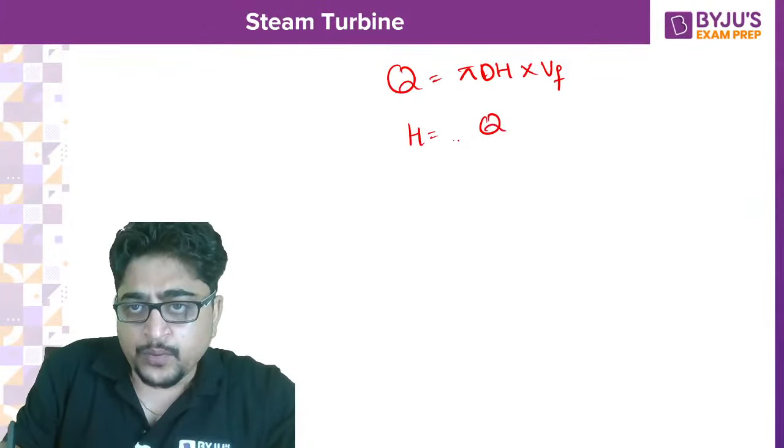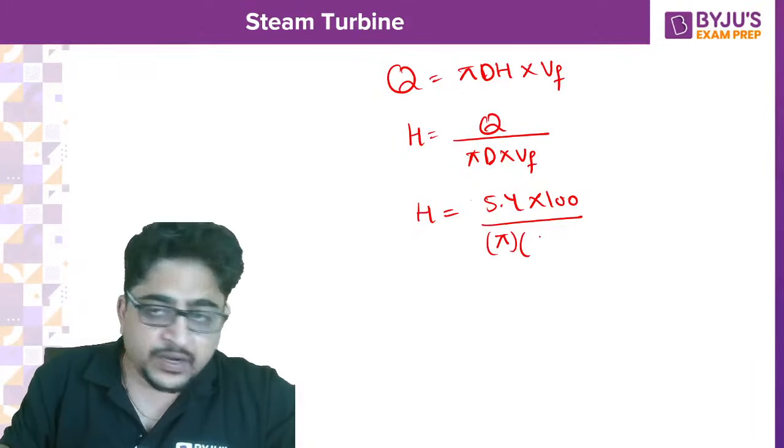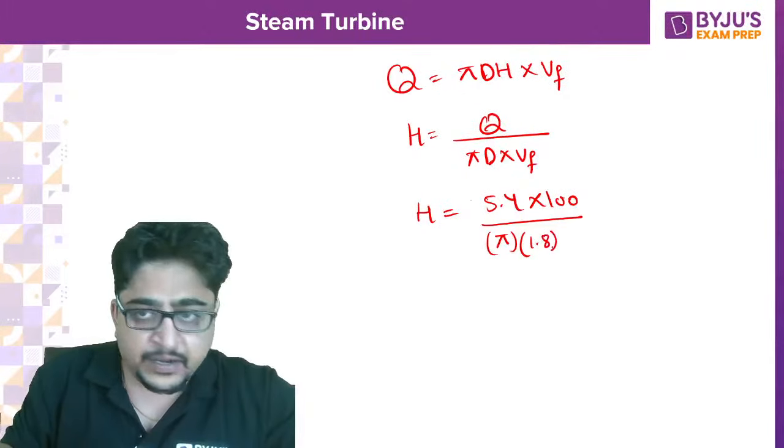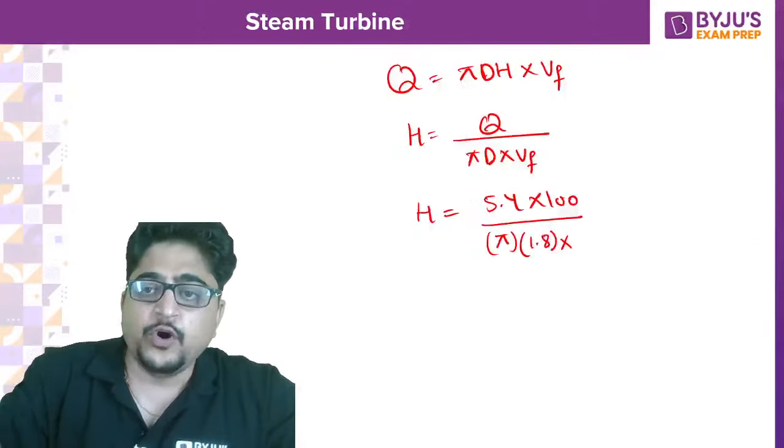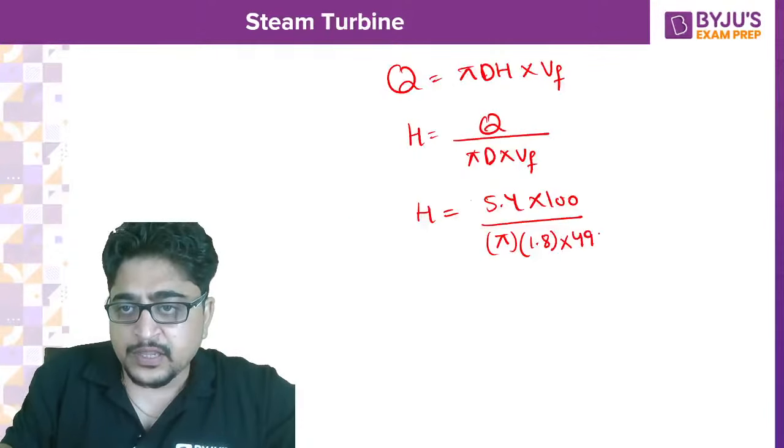Right? Are you all following? You have to find it in centimeter. That is why I am here multiplying by 100 into pi. What is the value of diameter? Diameter is 1.8 into what is velocity of flow? 49. So it is coming as approximately 2 centimeter. That is option number B.